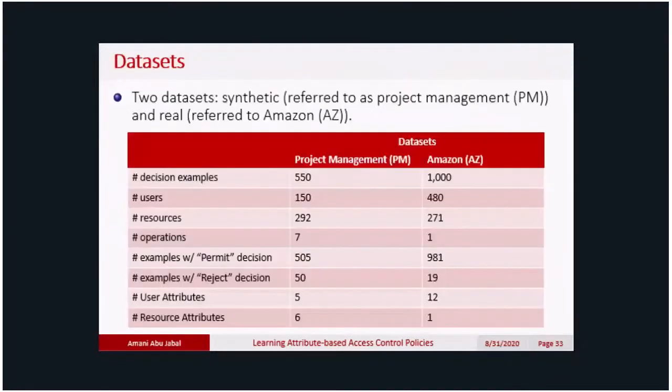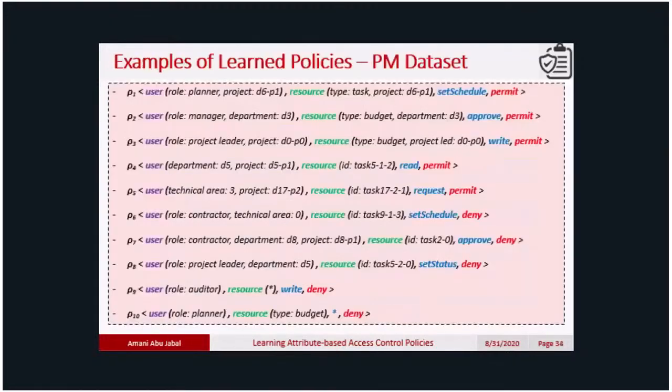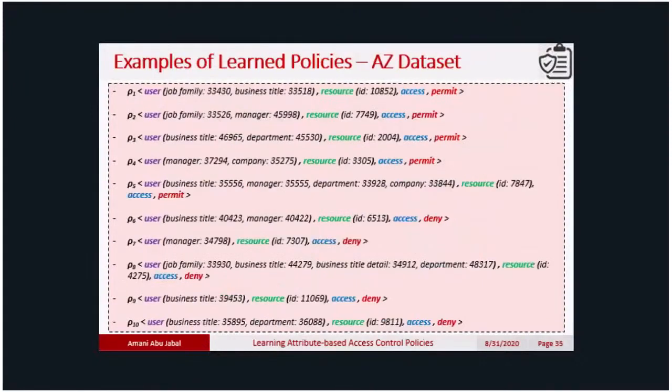For Polisma, we use 2 datasets: a synthetic one called Project Management, PM, and a real dataset, which is the Amazon log, referred to as AZ. This table shows statistics about those 2 datasets. Those are examples of learned policies using the PM dataset, and those are examples of learned policies using the Amazon dataset.